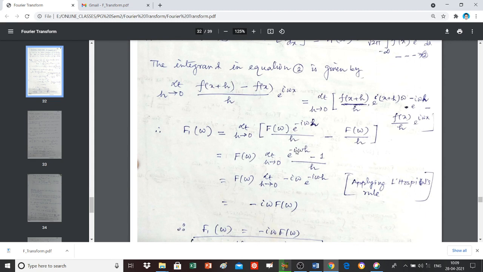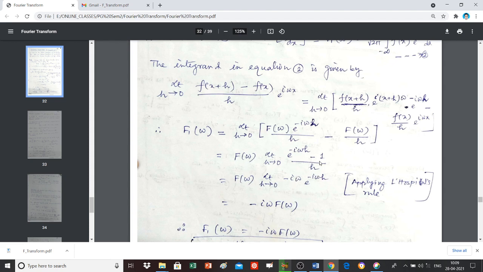Now if you use h equal to 0 in this expression, the first term will be plus 1, then minus 1, that will provide you 0, and here 0 by 0, that means it will be undetermined. In that case, you have to apply L'Hospital's rule, and according to it you differentiate the numerator as well as the denominator with respect to h. So you will have F(omega), limit h tends to 0, and this will give you i omega e to the i omega h, and the h will give you 1.